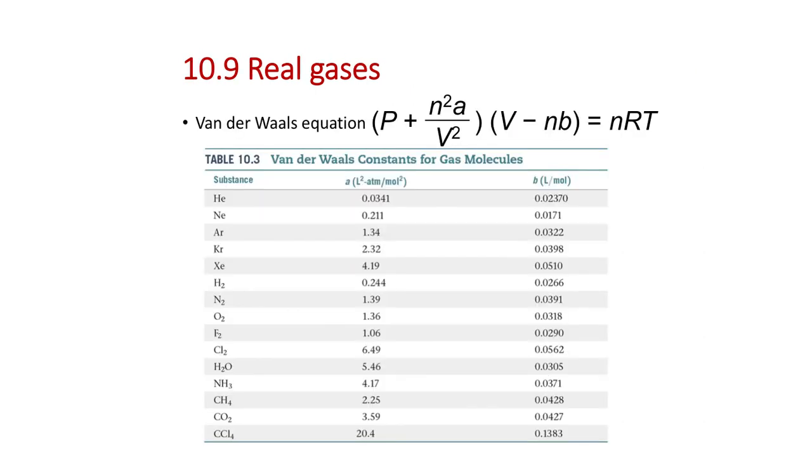Now, there's an equation for this. That's the van der Waals equation, so we'll show how this gets used in a second. What the van der Waals equation tries to do is make the two corrections. The easy correction is the V minus nb. If you notice, this equation looks like PV equals nRT.